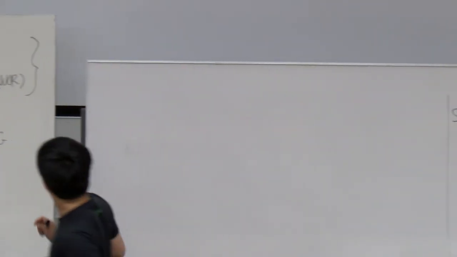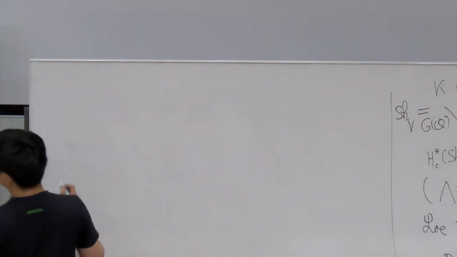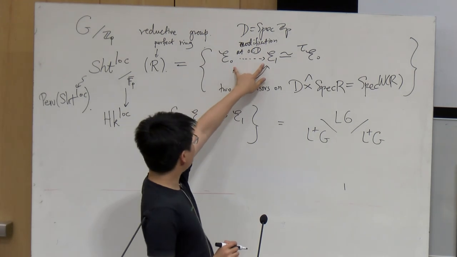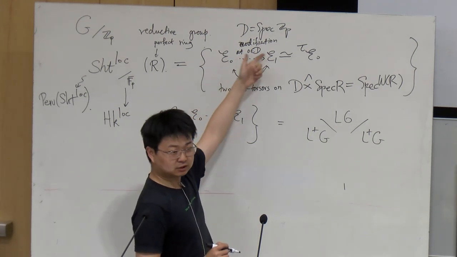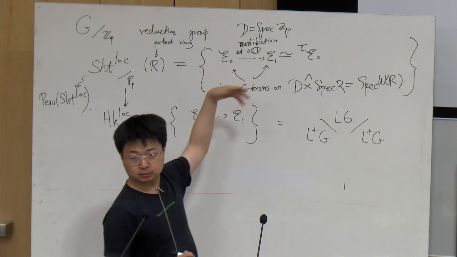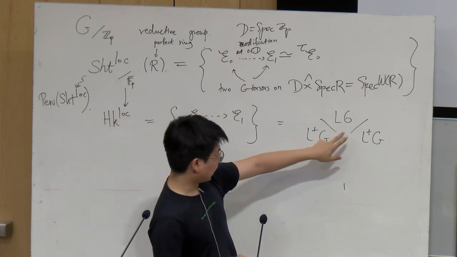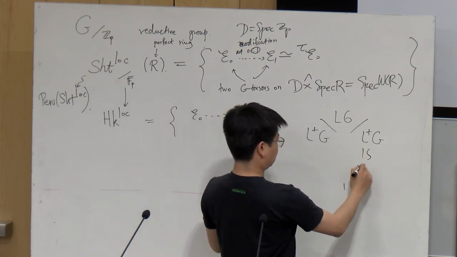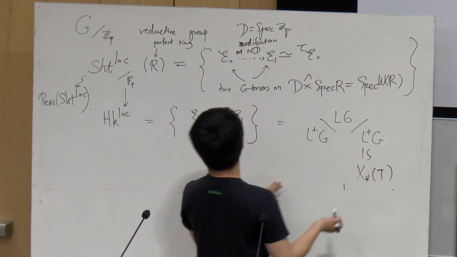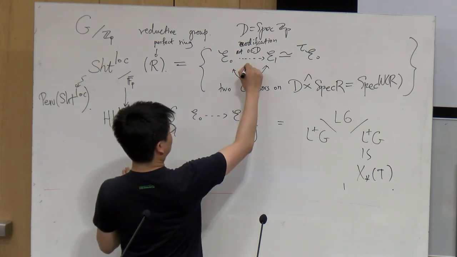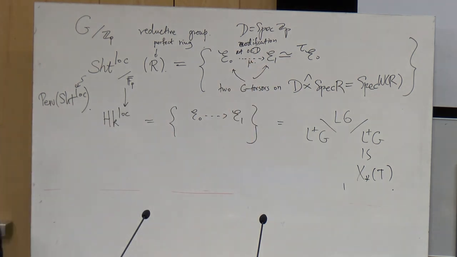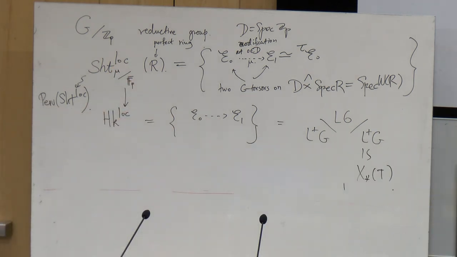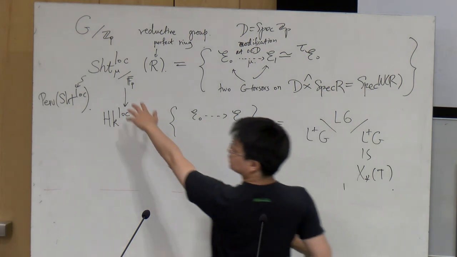So now let me define... If I have a modification of two bundles, I can bound the singularity of this modification. It's given by some element in this double coset, which is identified with a set of dominant co-characters. So if I bound the type of modification, I get some dominant co-character, some mu or something like that. So this is going to be a closed substack.